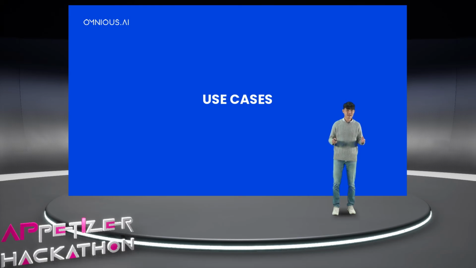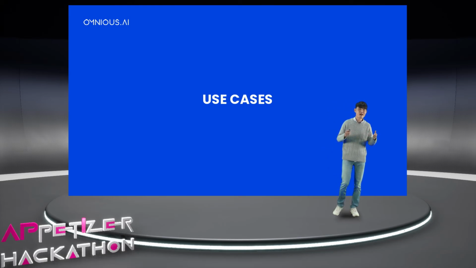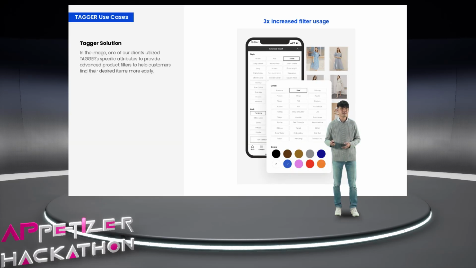Now that we've discussed all the technical side of things, we'll discuss some use cases to inspire you to come up with your own use cases. Now, this is our tagger solution, and this is how our clients are using it. In the image, one of our clients utilized tagger-specific attributes to provide advanced filters to help customers find their desired items more easily. This was done by automatically organizing fashion items when they put the item through the tagger when they uploaded a new item.